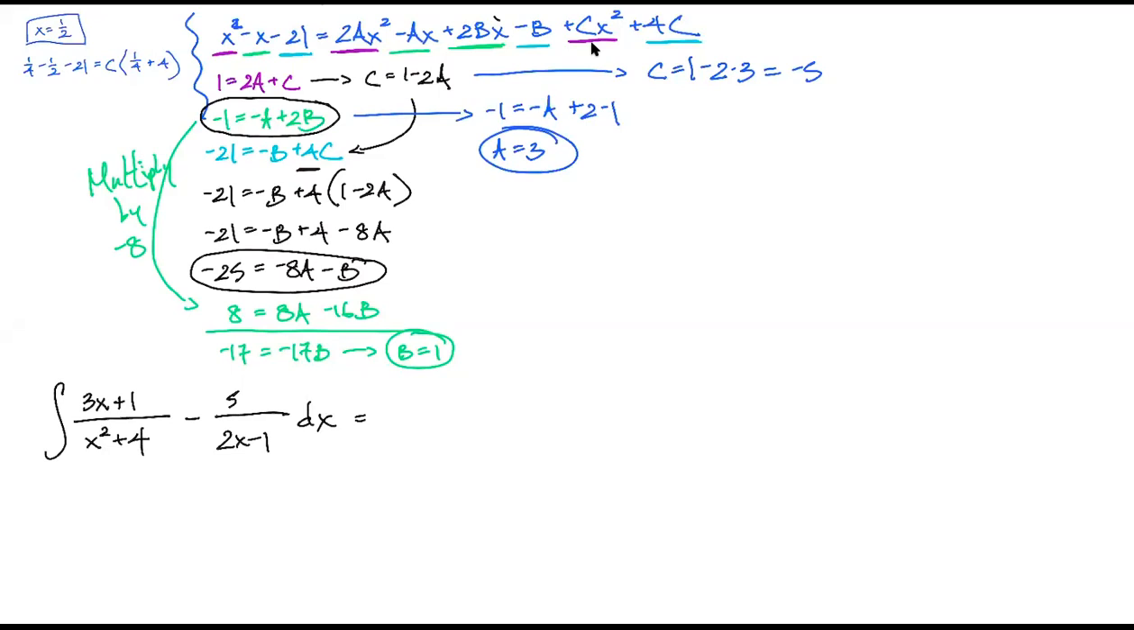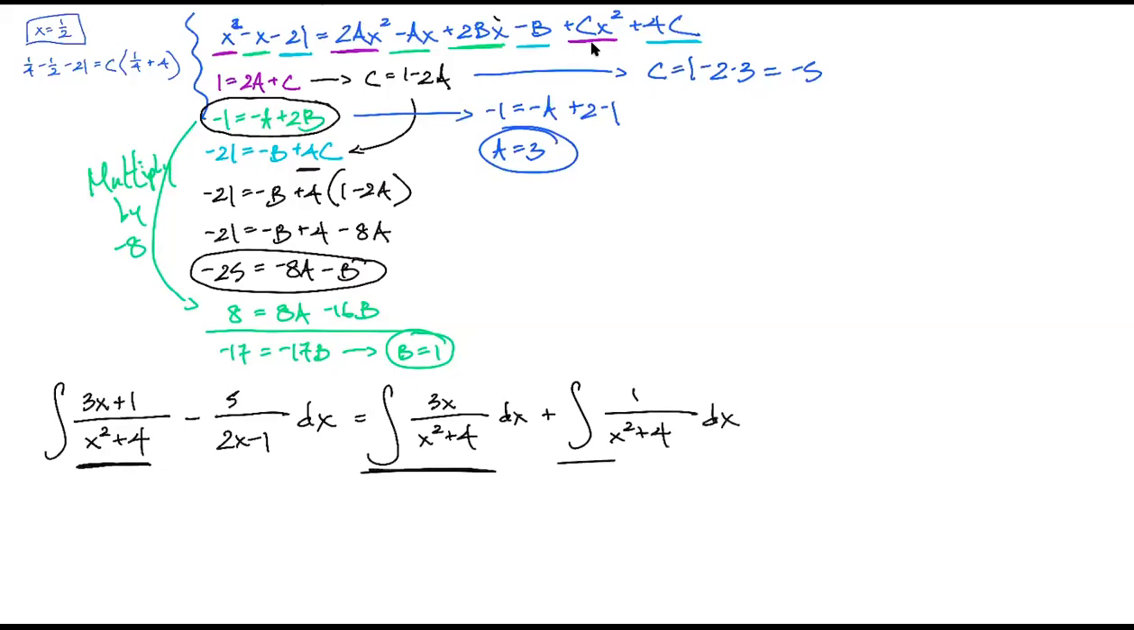So what we're going to do is take this first fraction, which has 2 terms in the numerator, and split it into 2 integrals. The first one will be 3x over x squared plus 4, plus the integral of 1 over x squared plus 4. Okay, so these 2 came from that first integral, minus the integral of 5 over 2x minus 1 dx.